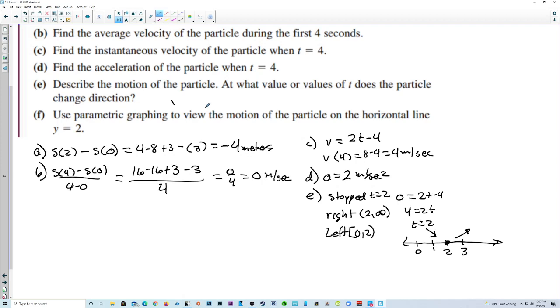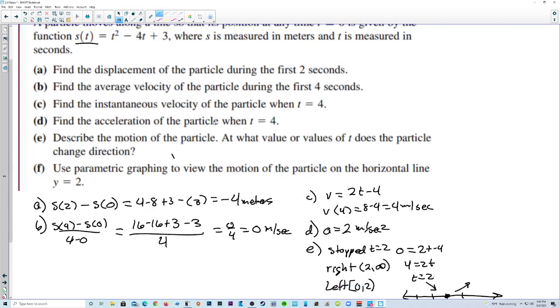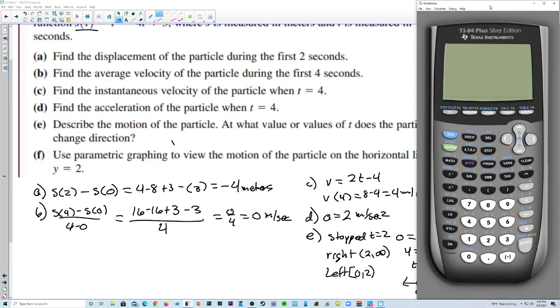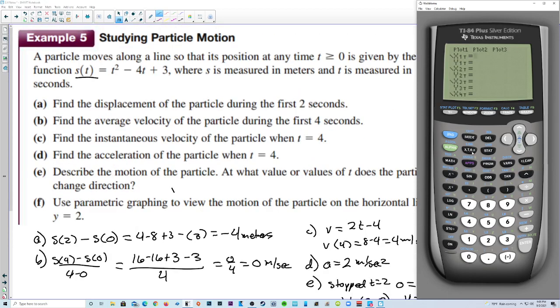Letter F, use parametric graphing to view the motion of the particle on the horizontal line. And let me open a calculator. We're going to put this into parametric mode. And we'll have y equals. Let me clear this out of there. And we need the position function to see the motion. So we have t squared minus 4t plus 3. And we're on the line y equals 2.